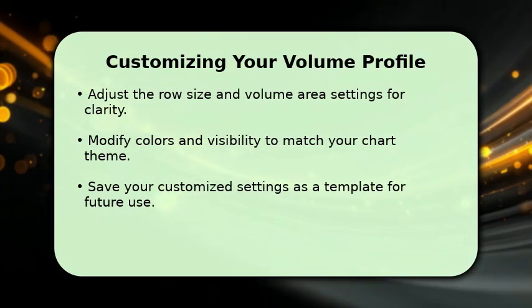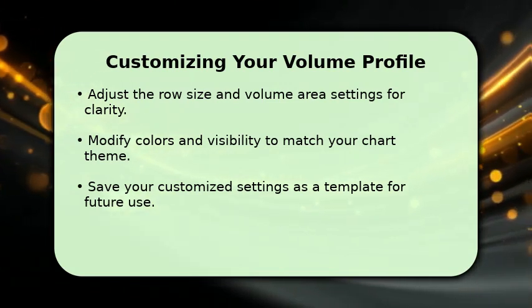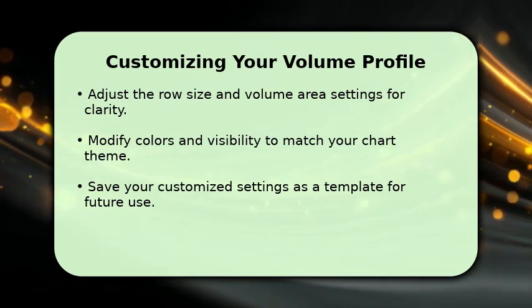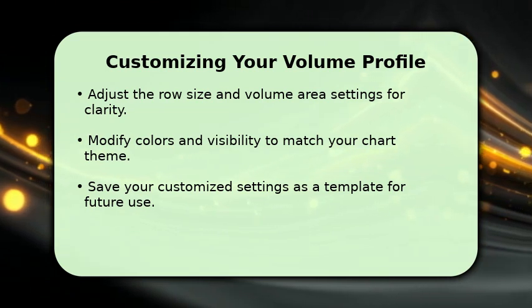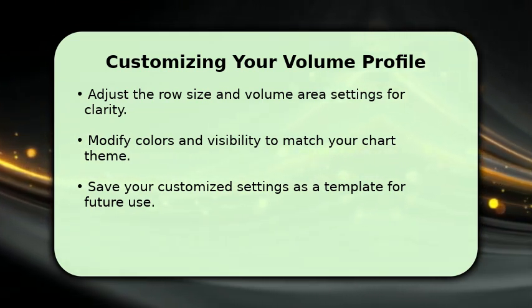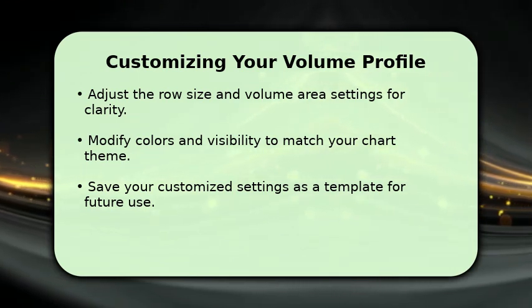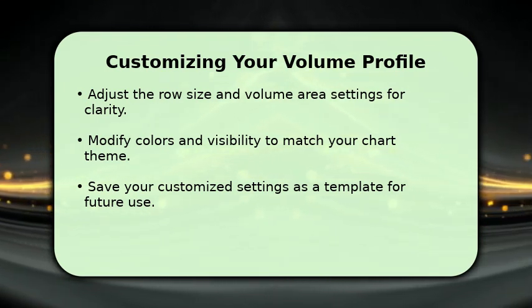Once added, you can customize your volume profile by clicking on its settings icon. Here, you can adjust parameters like row size, volume area, and value area percentage to fine-tune its display. You can also change colors and visibility to integrate it seamlessly with your chart's aesthetic. Don't forget to save your preferred setup as a template for quick access later.